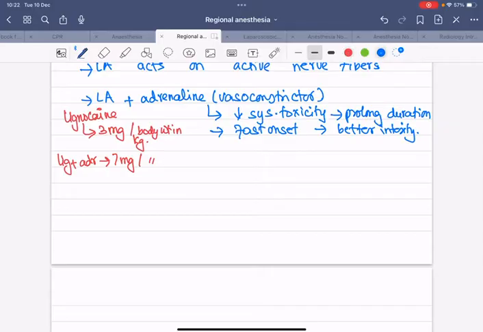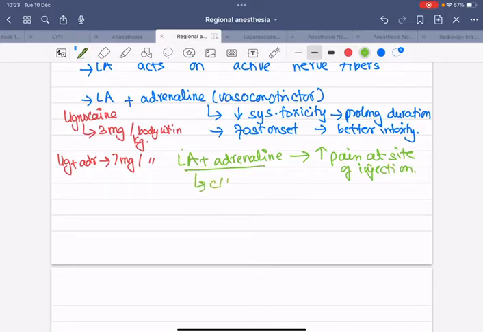But please remember you cannot add local anesthetic drugs along with adrenaline in all patients. Sometimes local anesthetic plus adrenaline will cause increased pain at the site of injection. And a second important point, it is contraindicated in cardiovascular patients. Number 2, patients who are taking tricyclic antidepressant drugs.